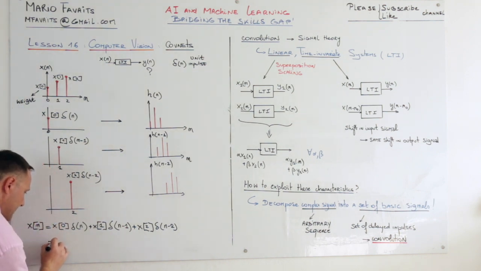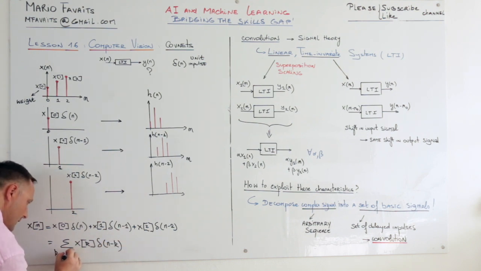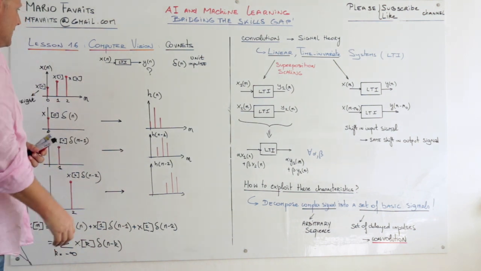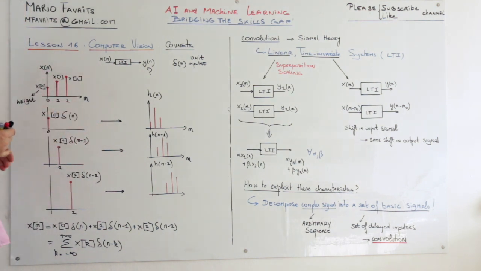We can write this simply as the sum of x of k times delta of n minus k, where k goes from minus infinity to plus infinity. This is just the short version of this one. So how do we now calculate this y? We're still not there. This is step 1, we decompose.